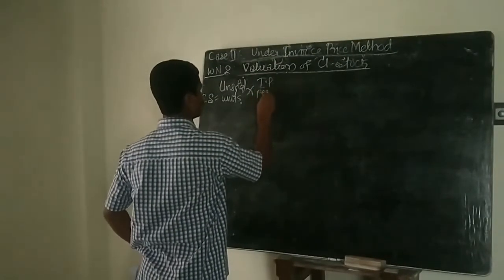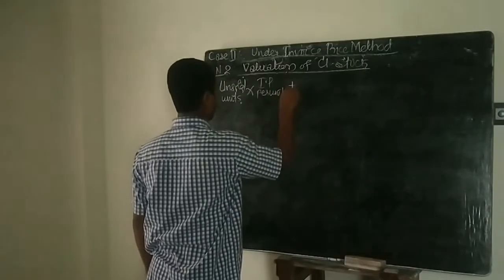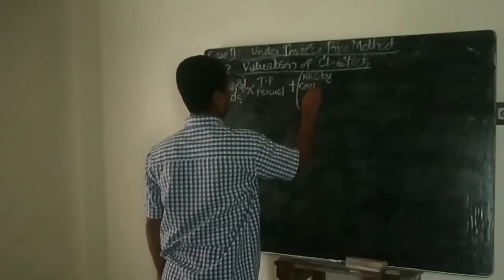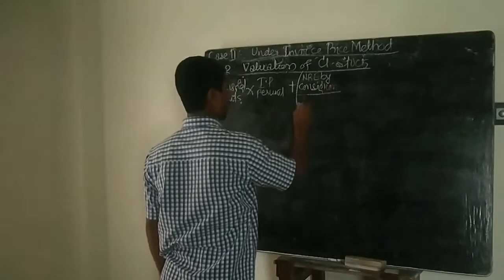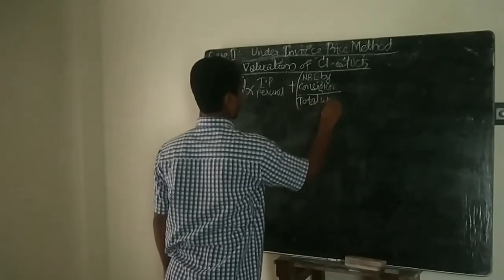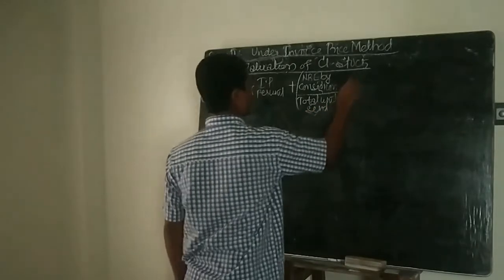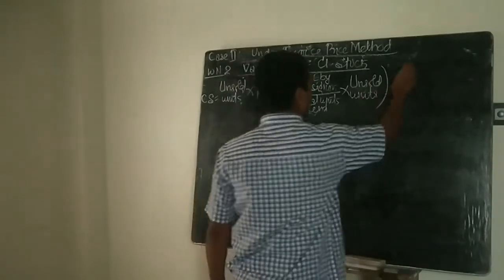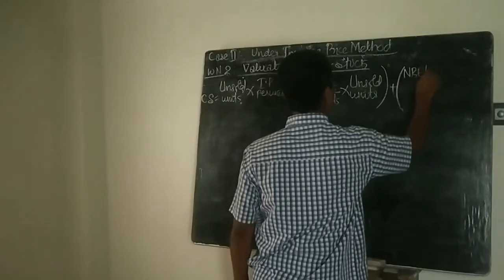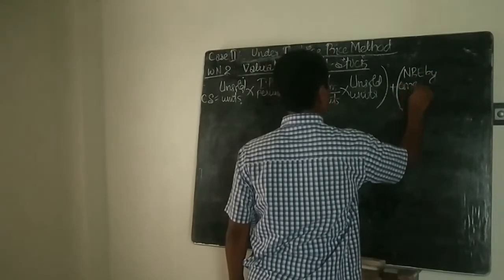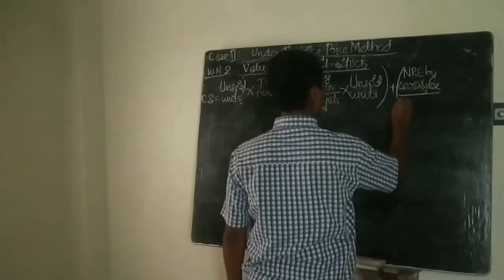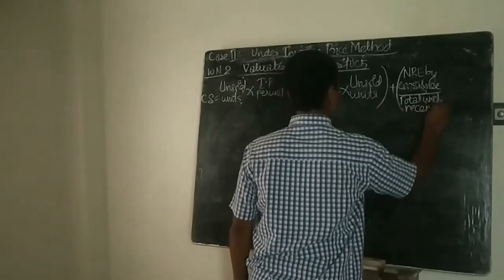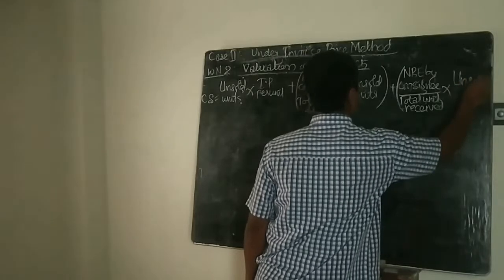So invoice price per unit plus non-recurring expenses by consignor, divided by total units sent, into unsold units, plus non-recurring expenses by consignee, divided by total units received, multiplied by unsold units.